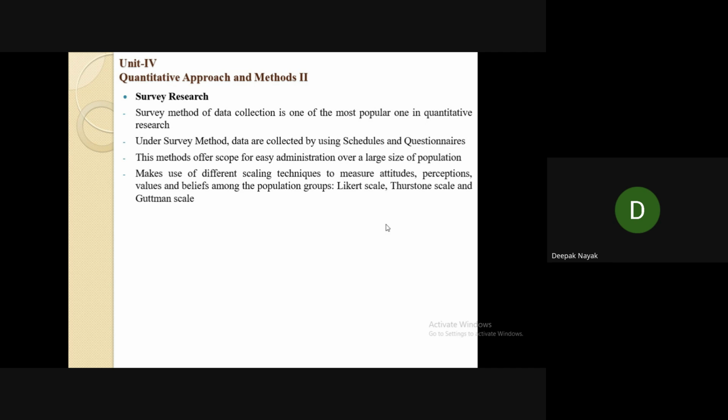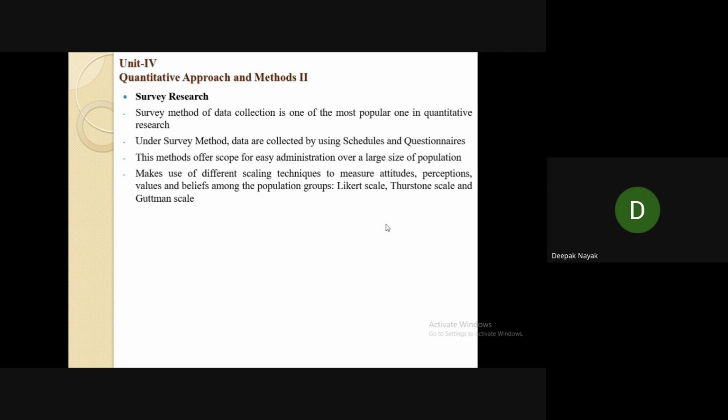Usually in survey research, what happens? Schedules and questionnaires are used to collect data. Very often people fail to make differences between schedules and questionnaires. They take them as one, but there are differences between schedules and questionnaires.